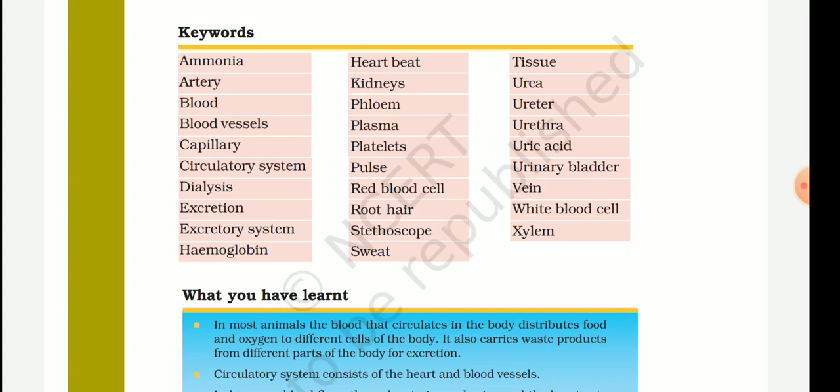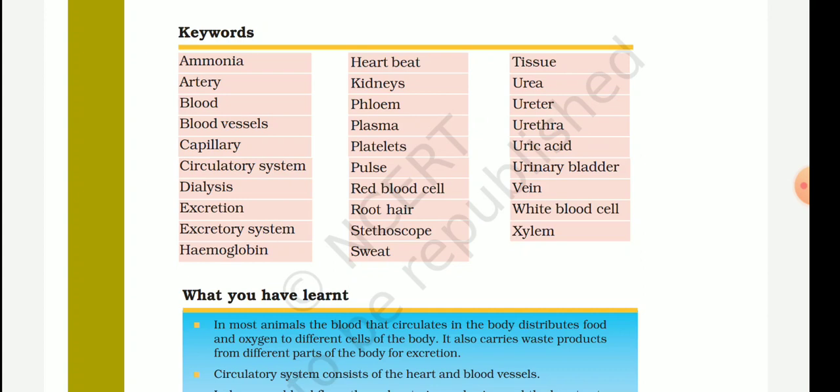Phloem comes into the plants. The transportation of food in the plants is done with the help of phloem. Plasma, you know, the main component of the blood is the plasma, a colorless fluid. Platelets, we have already discussed the platelets.